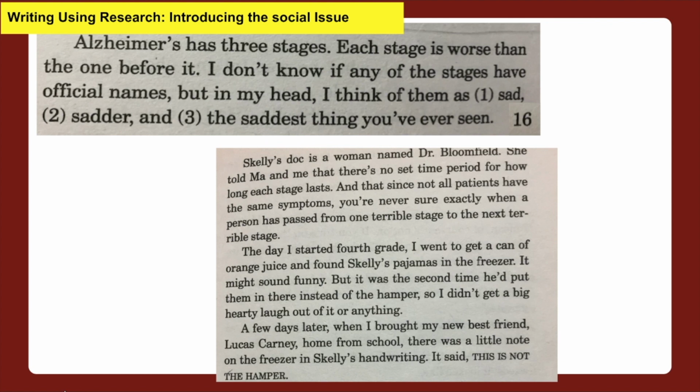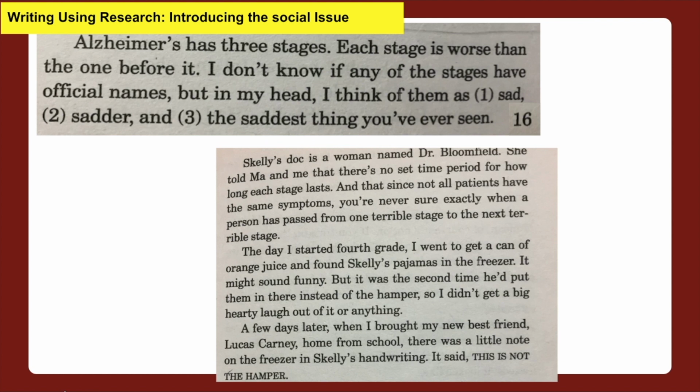And this is from a story called Graduation of Jake Moon. Alzheimer's disease has 3 stages. Each stage is worse than the one before it. I didn't know if any of the stages have official names, but in my head, I think of them as sad, sadder, and the saddest thing you've ever seen. Skelly's doc is a woman named Dr. Bloomfield. She's told me that there's no time period for how long each stage lasts, and that since not all patients have the same symptoms, you're never sure exactly when a person has passed from one terrible stage to the next terrible stage.